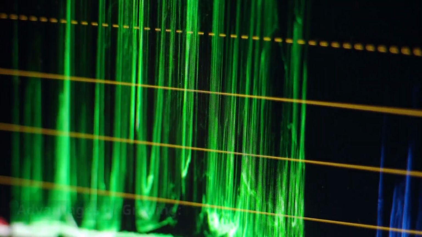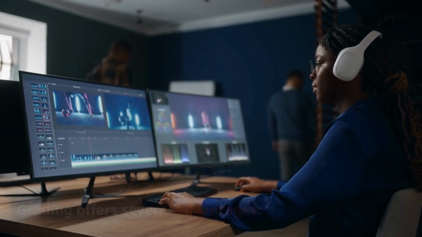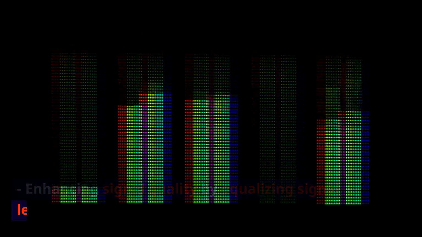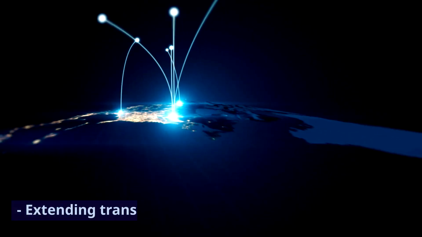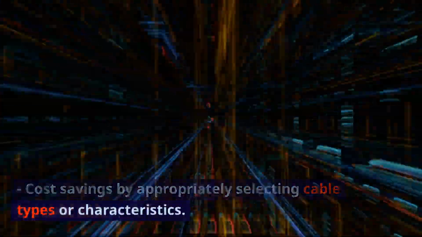Advantages of grading. Grading offers several advantages: enhancing signal quality by equalizing signal levels, extending transmission distances, and cost savings by appropriately selecting cable types or characteristics.